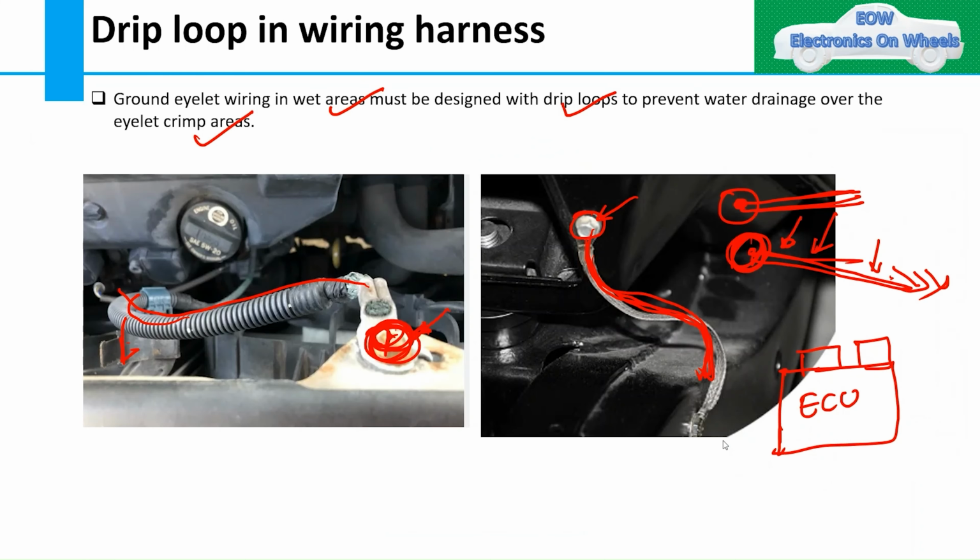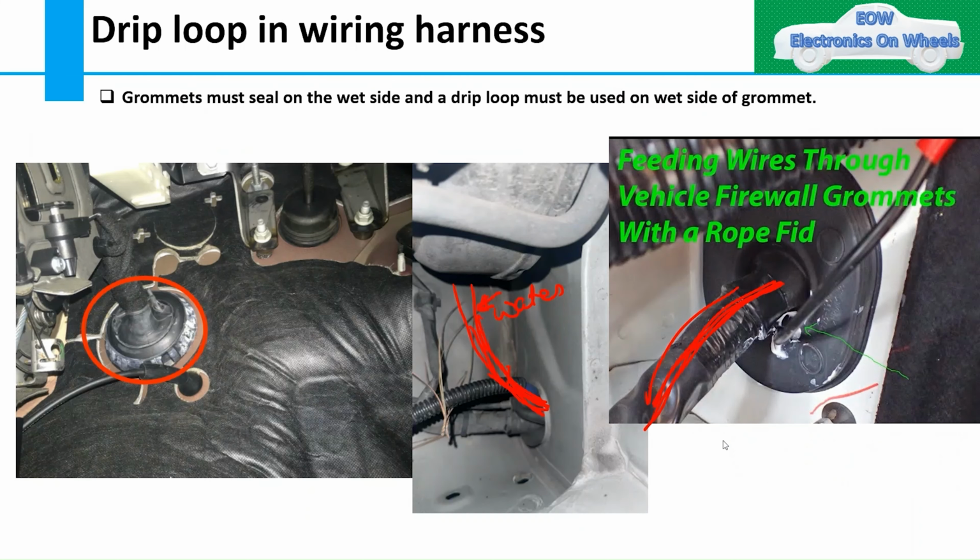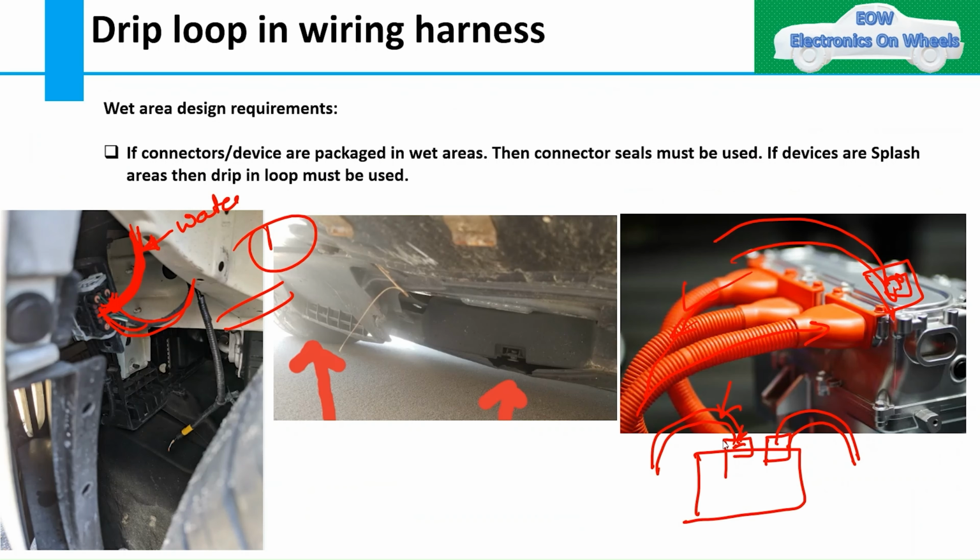Sometimes a drip loop is also used for mechanical noise dampening, but that point we will discuss in some other video. But that is how you can use the drip loop in different positions. First is the ground eyelet, then harness routing in the junction box, then grommets, then if you are packaging some device or connector in a wet area, you can use it in this way. So this is the overall use and purpose of the drip loop.